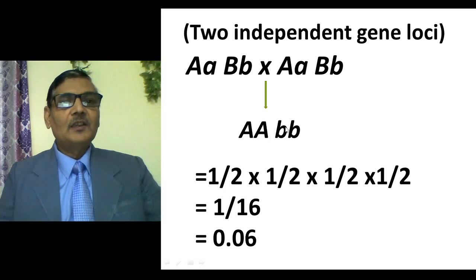And then getting a small b from this parent, its chance will be 1 by 2. And also from this side, small b, its chance will be 1 by 2. So 1 by 2 into 1 by 2. And when we multiply all these, it will come to 1 by 16. So the final product will be 0.06. It means there will be a 6% chance that this offspring will be of genotype capital A, small b small b.